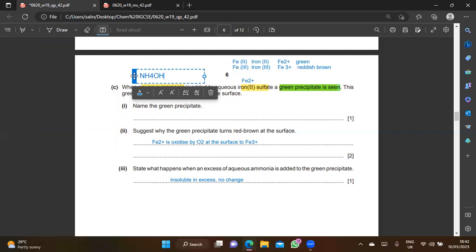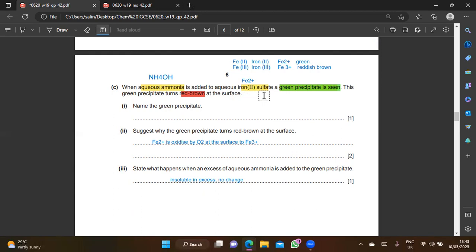NH4OH, ammonium hydroxide, is aqueous ammonia. I just want to highlight that sometimes they say ammonium hydroxide, sometimes they say aqueous ammonia. Aqueous ammonia is the same as ammonium hydroxide. They are the same thing. In other words, the symbol for aqueous ammonia is NH4OH. Although we can answer this question very quickly, I just want to do a bit of theory here, just for you to remember also.